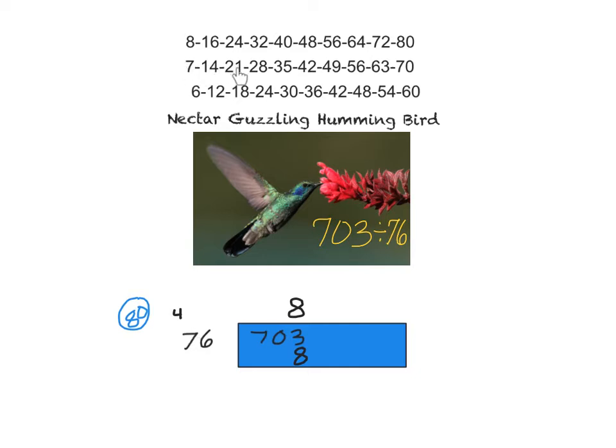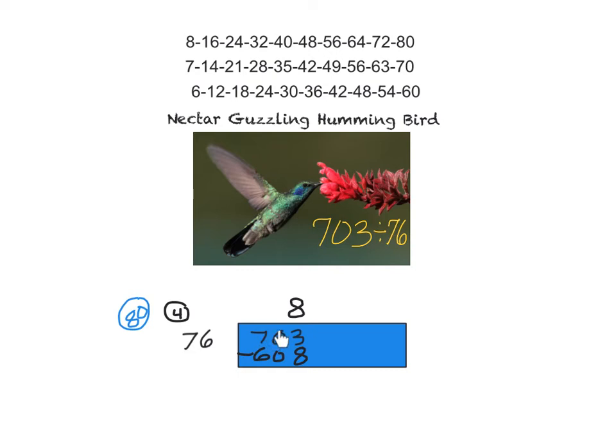1, 2, 3, 4, 5, 6, 7, and 8. And I get 56, but I got to add the 4 in here. So that's going to give me 60. And I'll circle the 4 and just write the 60 here. And then I'm going to subtract.